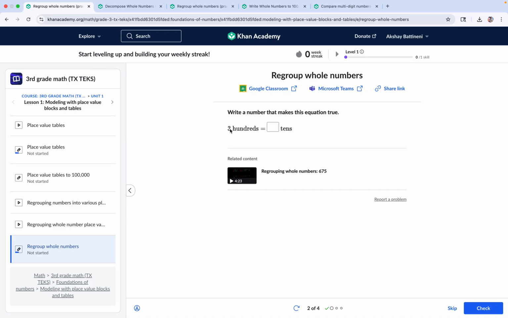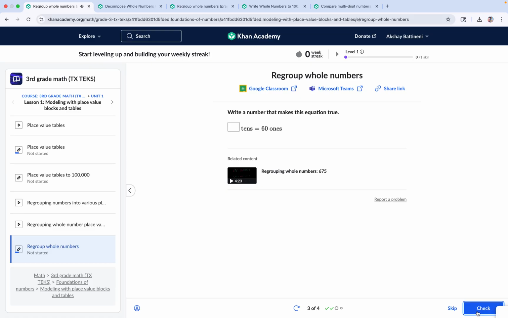So that means 300s equals to how many tens? If there's 10 in 100, that means if we just do 3 times 10, which is 30, that's how many tens there are. If 100 has 10 tens in it, 3 times 10 would be 30, so then we would get 30 tens. Okay, let's do one more of this.